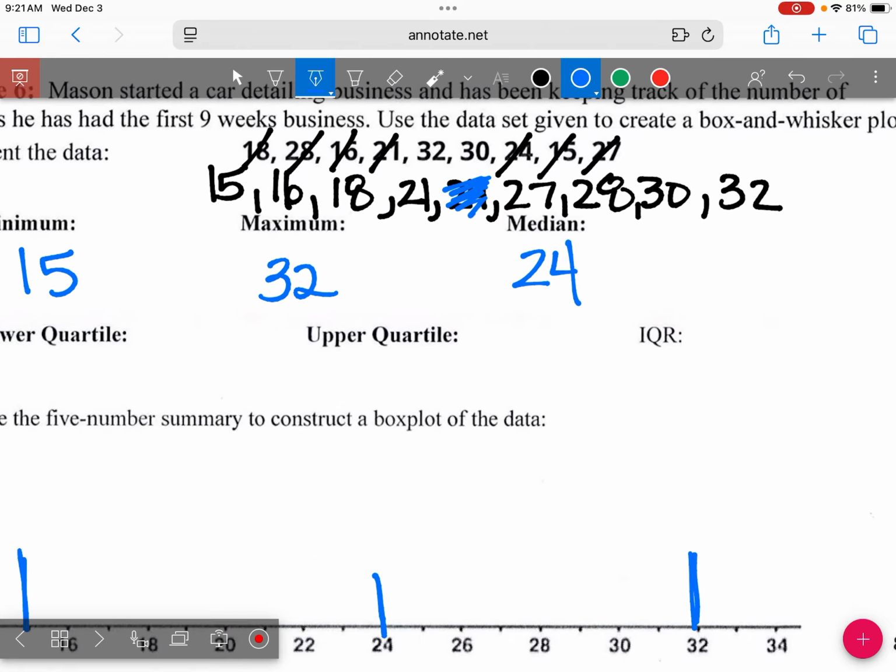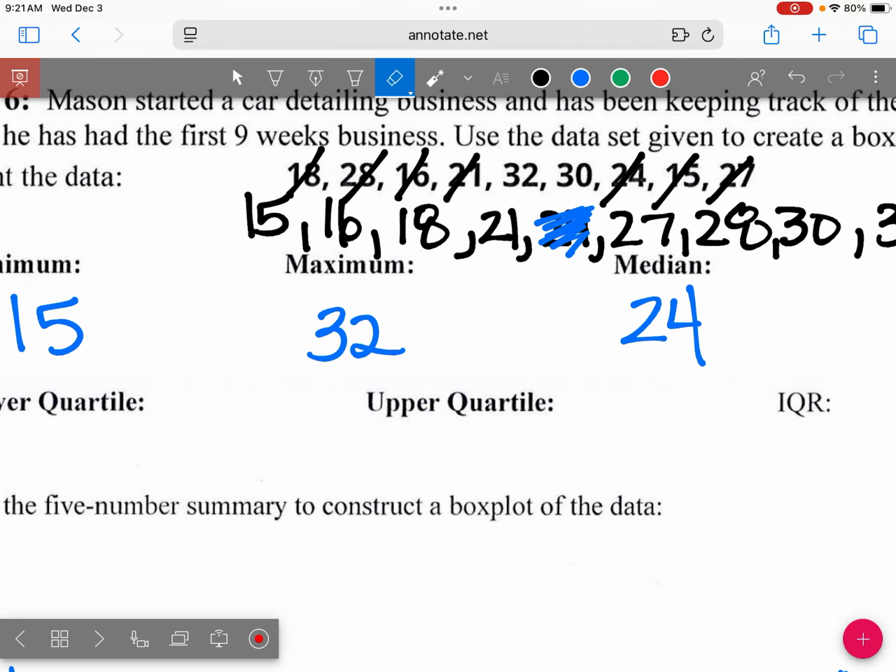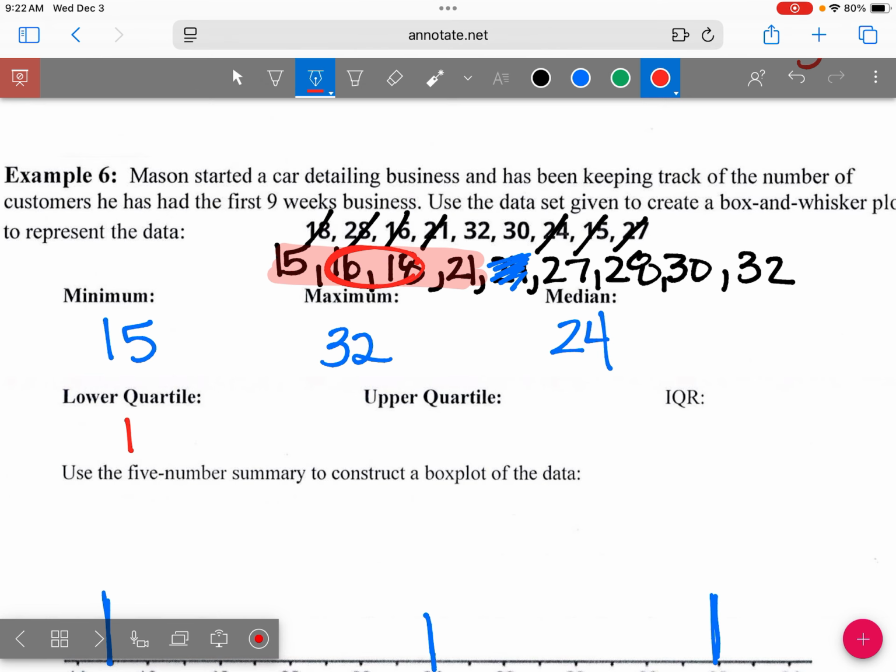Okay, so now this is my lower half. Now, if you look at this lower half, notice that there are 2 numbers in the middle. So what you have to figure out is the middle of the middle. So what number would be in the middle of 16 and 18? 17. So your lower quartile is 17.